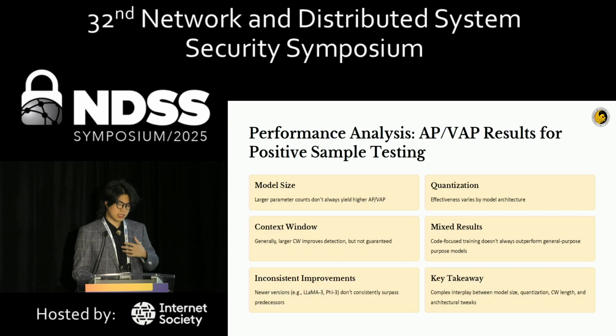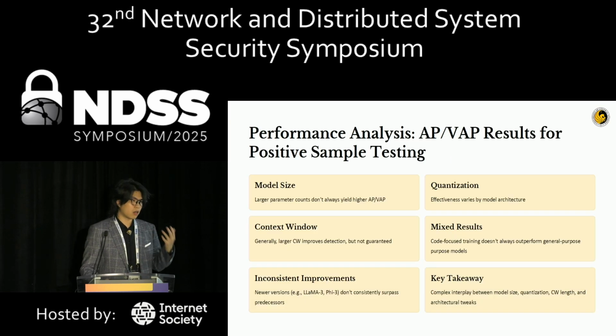So in summary, in this test on files that are vulnerable, we see no simple rules for performance. Larger models don't always yield higher AP or VAP, and quantization works differently depending on the architecture. Typically, bigger context windows help. Overall, the findings underscore a complex interplay of model size, quantization, and architecture.